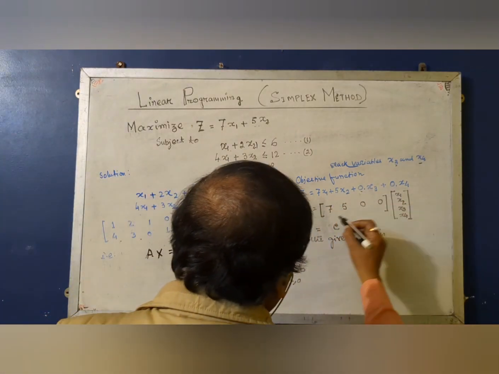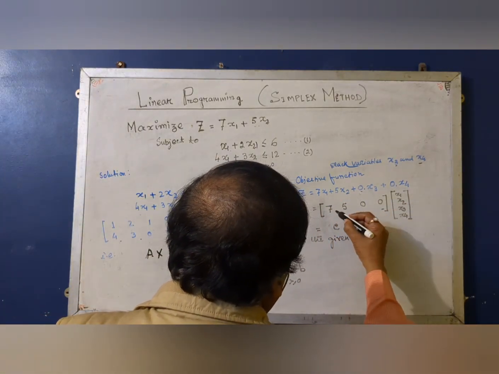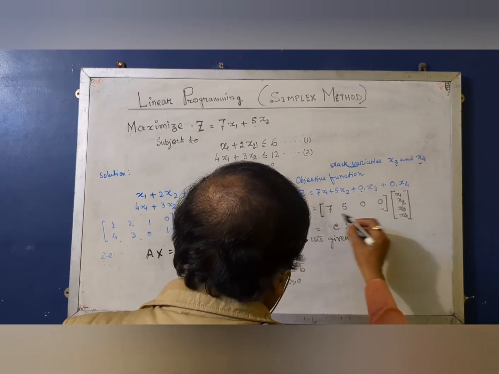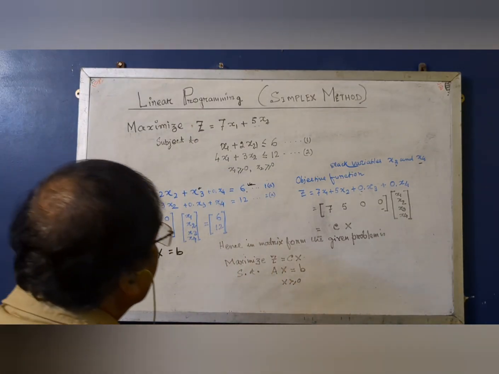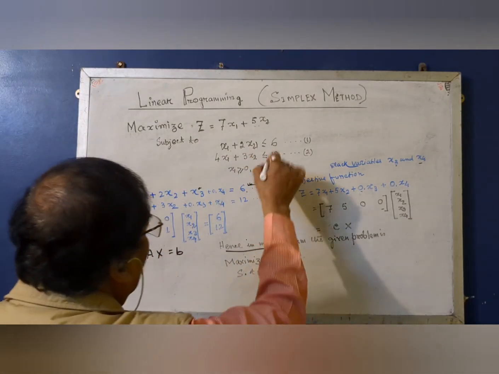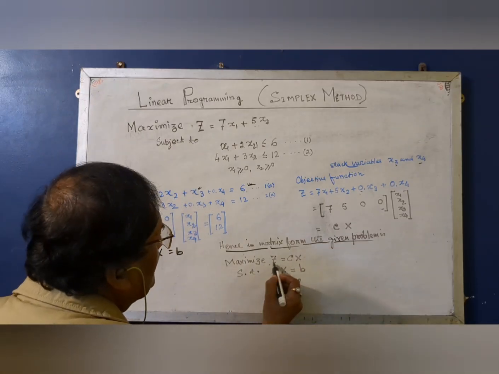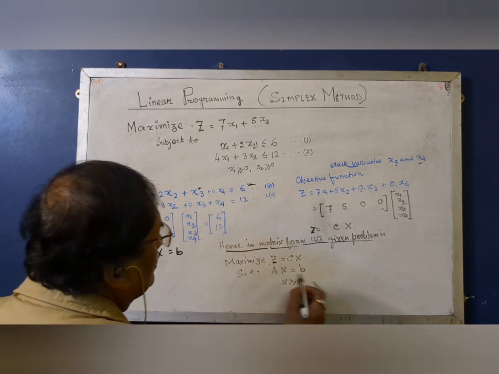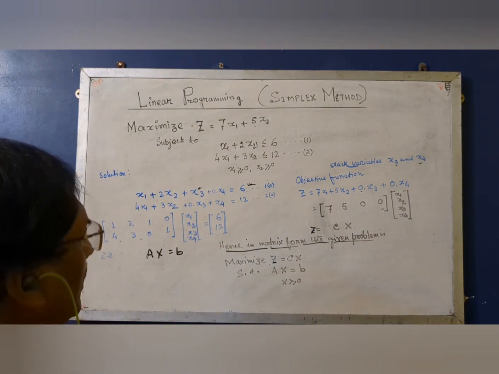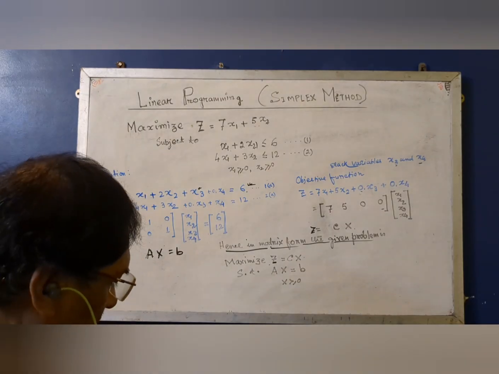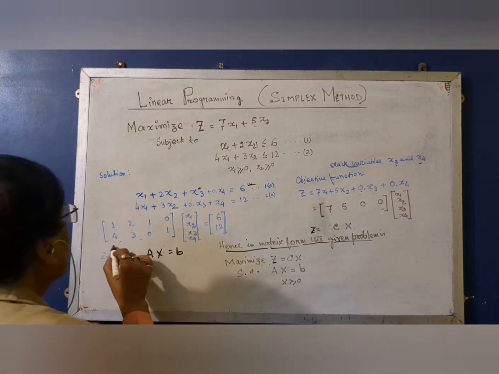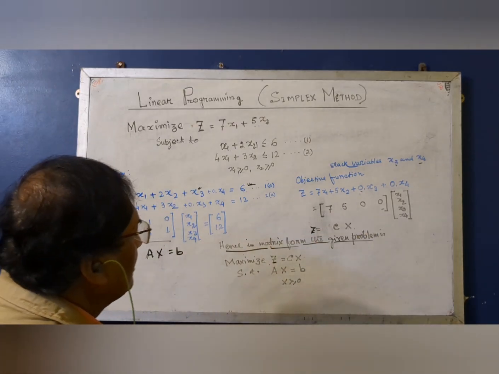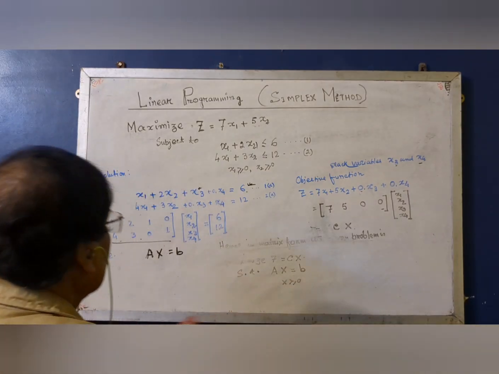And the objective function you can write in this way, because row into column gives 7x1 plus 5x2 plus 0 into x3 and 0 into x4. You can write this in matrix form. Finally, the problem can be represented as maximize z equals cx, subject to Ax equals b. Now how will we solve it? By application of the simplex method, which I'm going to show you. First, we have to put this matrix and this matrix in a simplex table. How it will be put, I am going to show you.